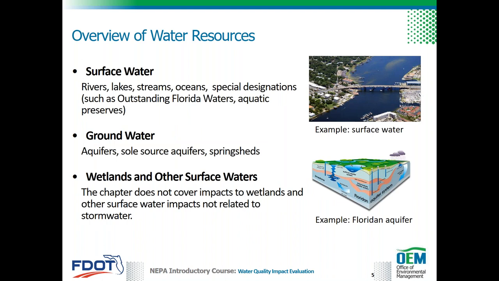The water resources that are discussed in Part 2, Chapter 11 focus on stormwater discharges to surface water and groundwater. The chapter does not cover impacts to wetlands and other surface water impacts not related to stormwater. Wetland evaluation procedures are addressed in the PD&E Manual in Part 2, Chapter 9.